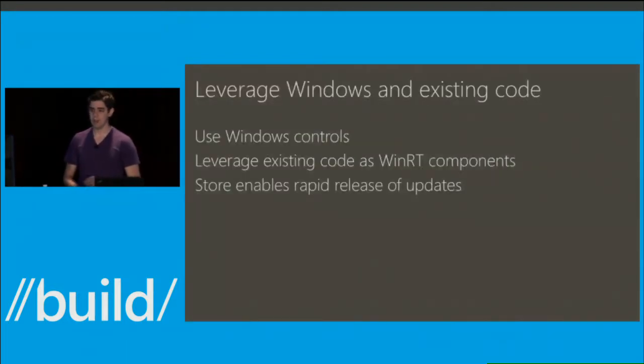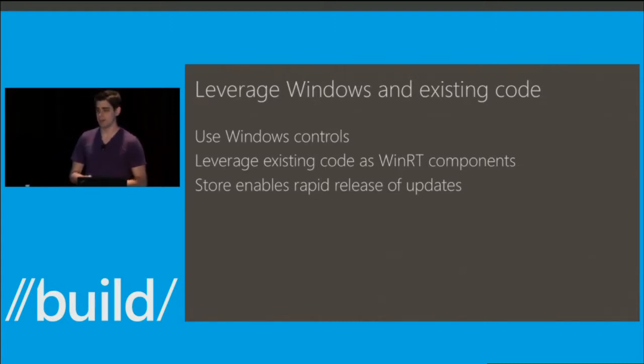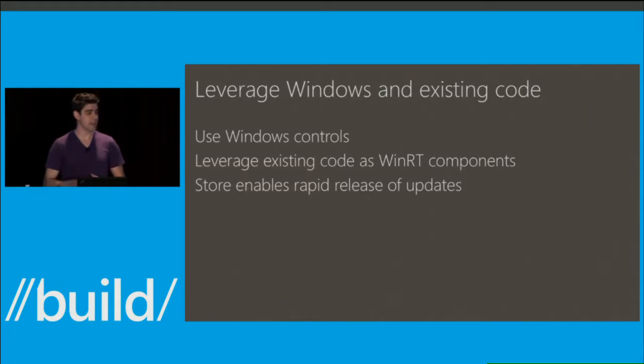As a little wrap-up, look at using Windows controls, leveraging existing code as WinRT components, especially if you have an existing C++ or C# investment. The great thing about this is you can have rapid releases of your apps. For us, we were basically done with the Mail app for Windows 8 in July of last year, and since then we've had 4 major releases and 3 minor releases, the 4th one being in Windows 8.1, all in 1 year.